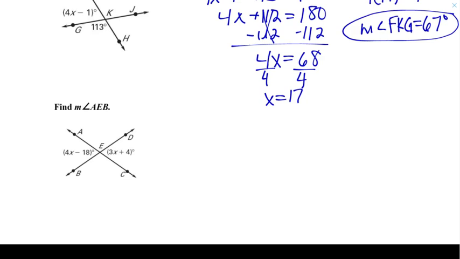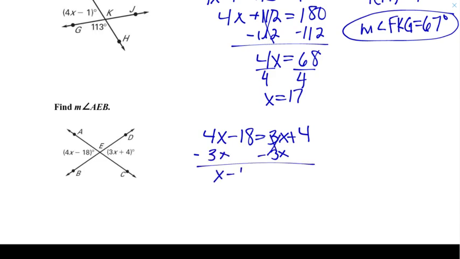So for our equation, since these are congruent, we're going to set these two expressions equal to each other. And then we're just going to solve for x. So I'm going to subtract 3x first, and then add 18 to both sides. So I'm getting an x value of 22.